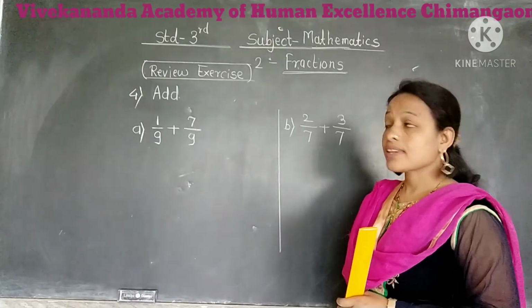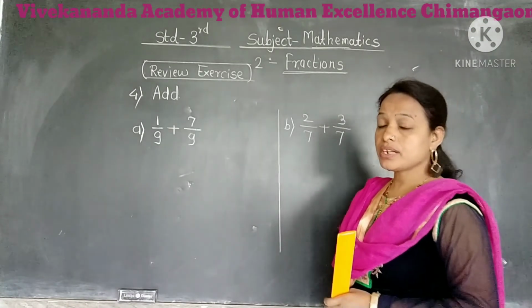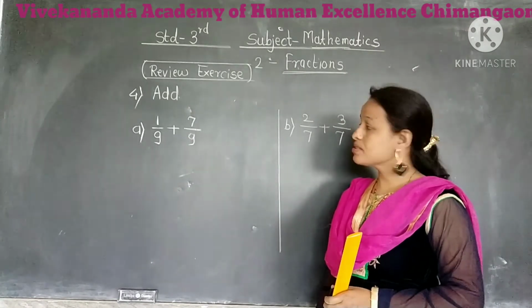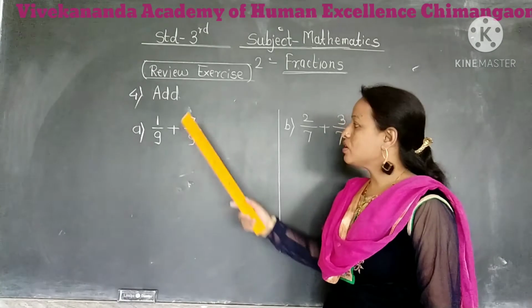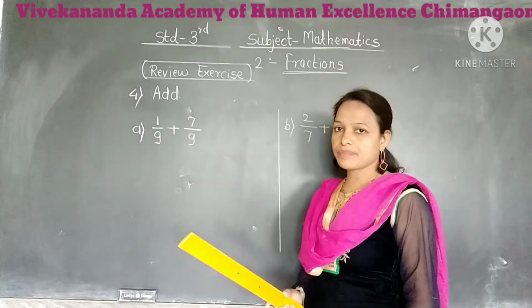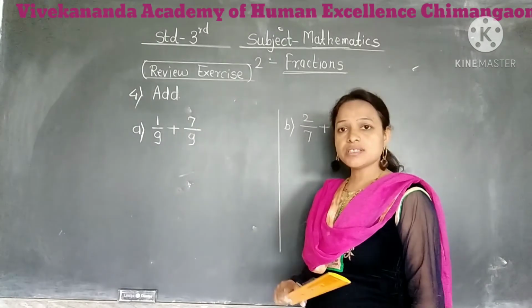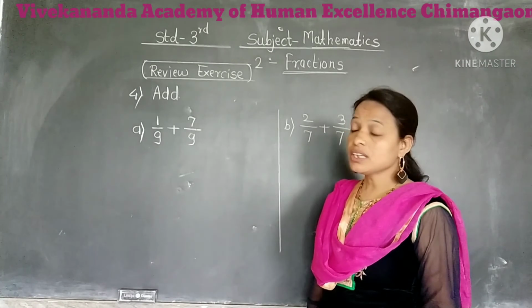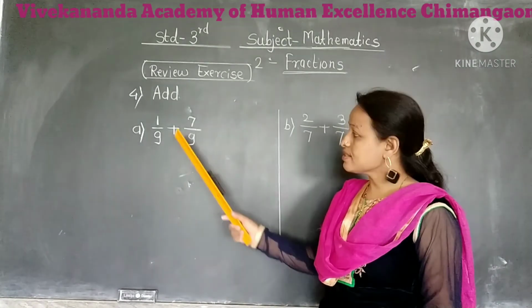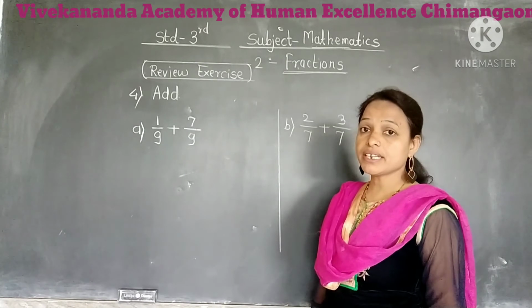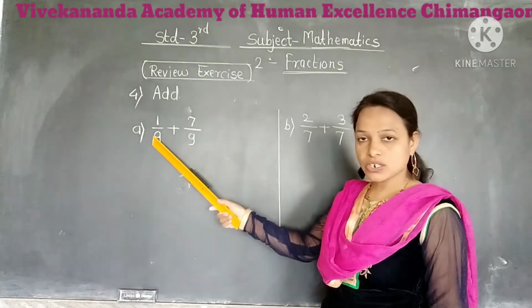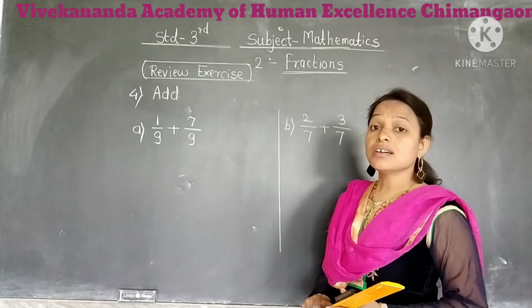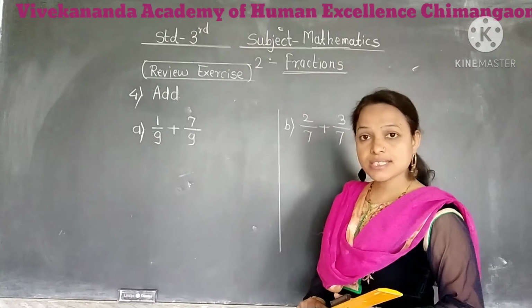Next question, addition of fractions. So students, you have learned in addition of fractions how to add given fractions. So let's see the first example, 1 upon 9 plus 7 upon 9. Observe these fractions carefully. These are like fractions. We call them like fractions because these fractions have the same denominator. 1 upon 9, its denominator is 9, and 7 upon 9, its denominator is 9. These are like fractions, having the same denominator.